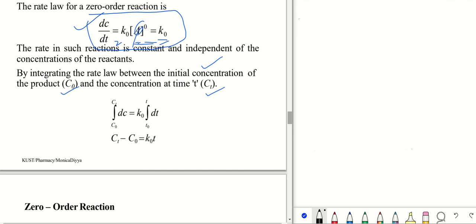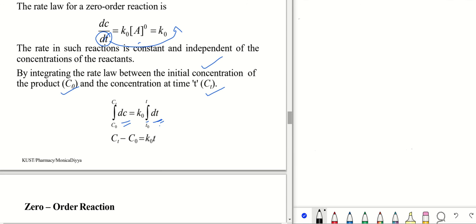So we integrate from C naught to Ct, dC is equal to K naught into dt. We have taken the dt term onto the right hand side, so dC is equal to K naught into dt. We are integrating because we are calculating over a particular time interval.